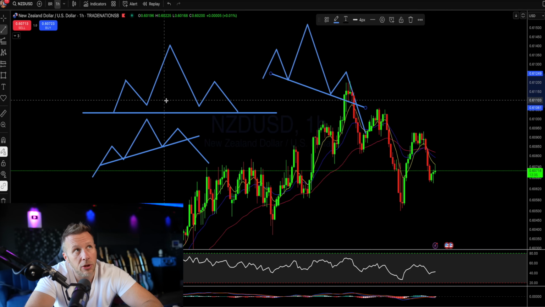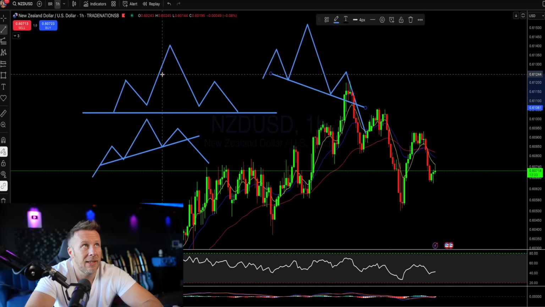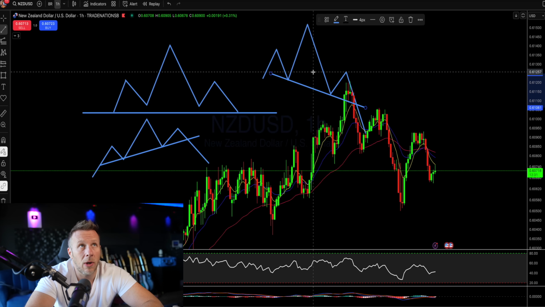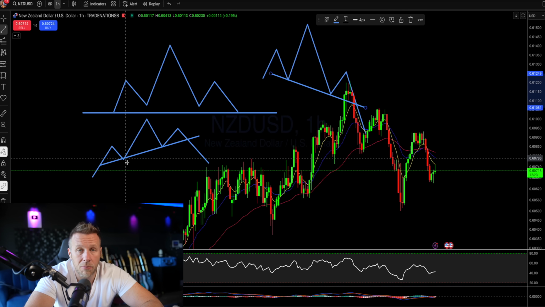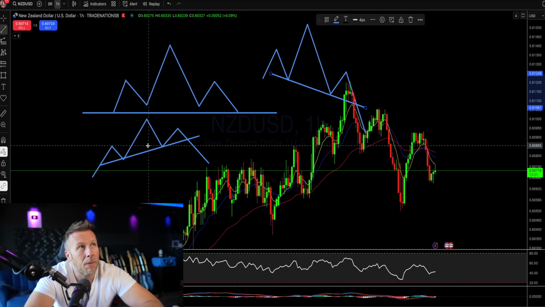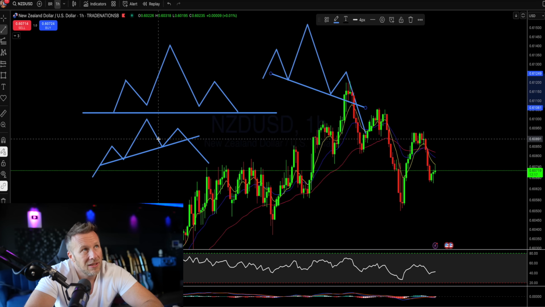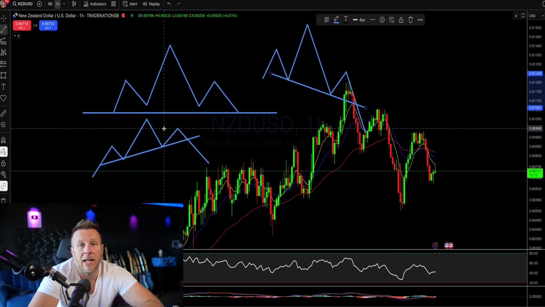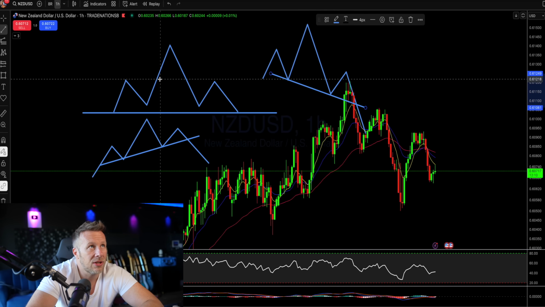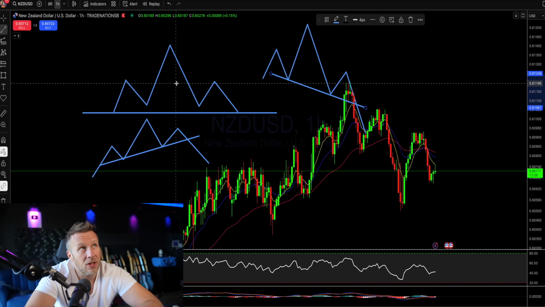You get the most opportunities with this one. This one is the highest probability setup, so you get the higher strike rate with this one, and this one is the lower probability, but highest risk reward profile. So when this one plays out, you get the best risk reward profile, but it doesn't play out as often. So highest opportunity.